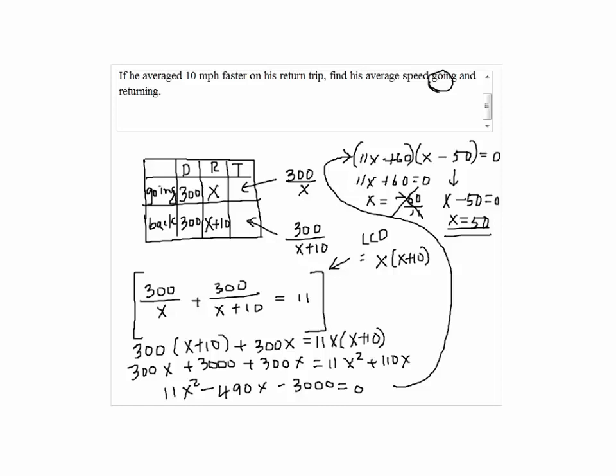So this should be the answer. So 50 miles per hour for going, and 10 miles per hour more than that for coming back, so 60 miles per hour for coming back.